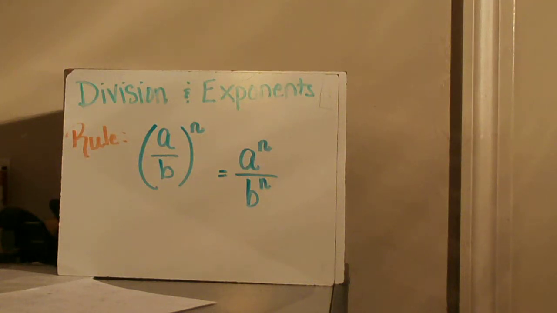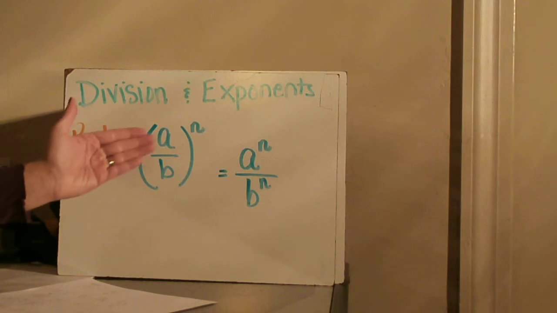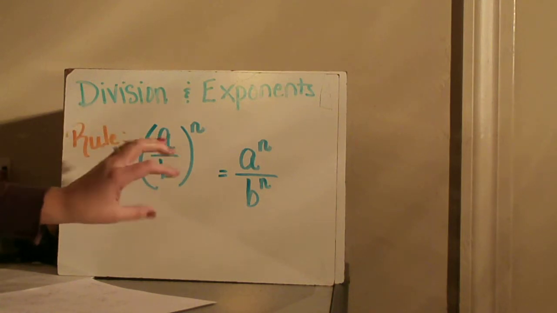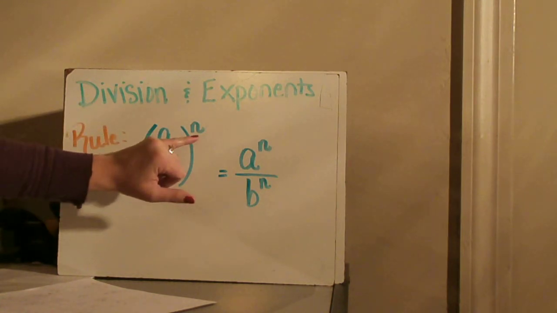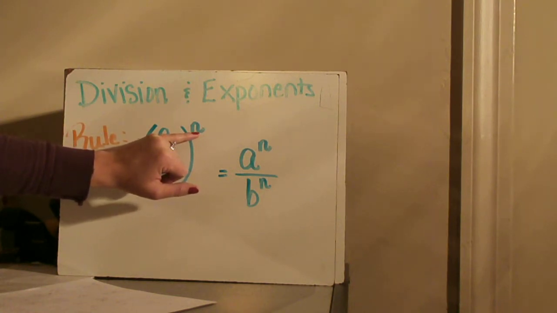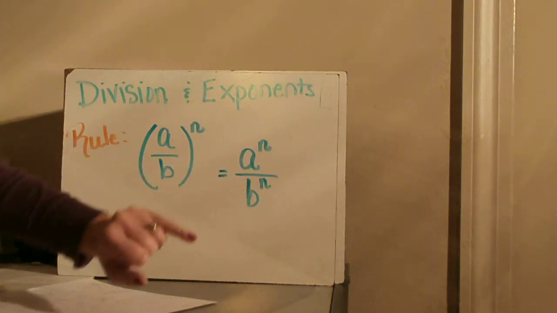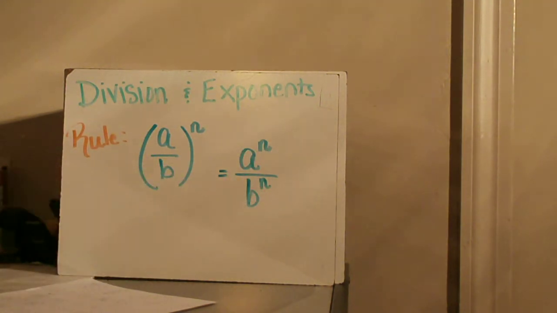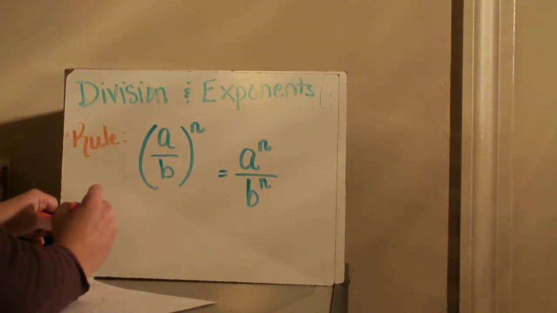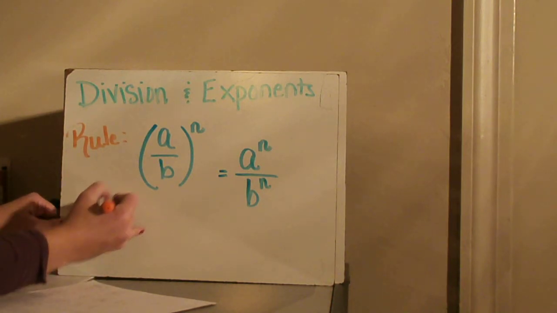Alright, this video is on another rule when it comes to division and exponents. Now this rule shows that we have a fraction, a divided by b, and then the whole fraction is raised to a power, to an exponent. So what we would do here is say a to that exponent and b to that same exponent.